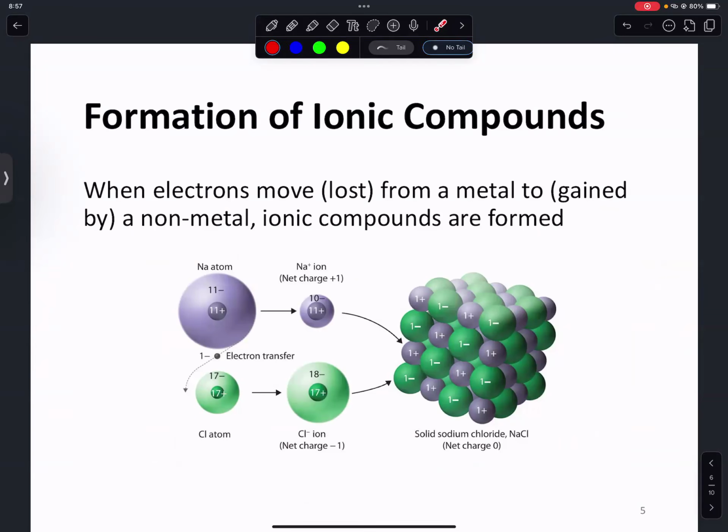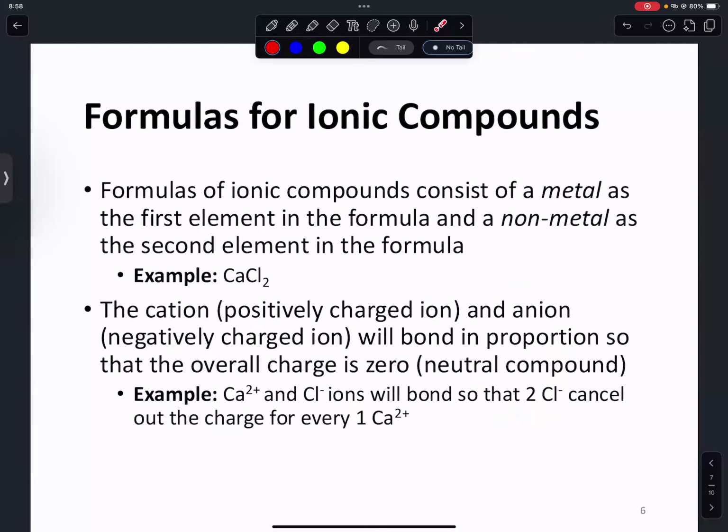Now, back to the example we were discussing at the beginning, when a metal atom like sodium tends to lose an electron, that electron is transferred to the nonmetal. And in this case, you have a cation and anion forming to give me this very neat and very ordered crystal structure arrangement. Now let's see how we can read and write the formulas for ionic compounds.